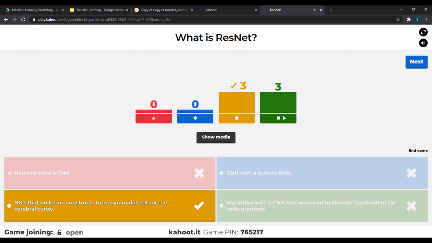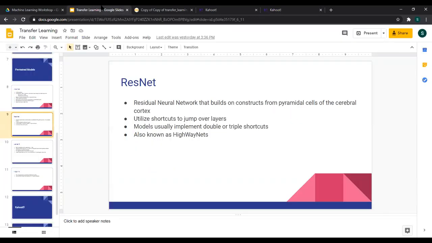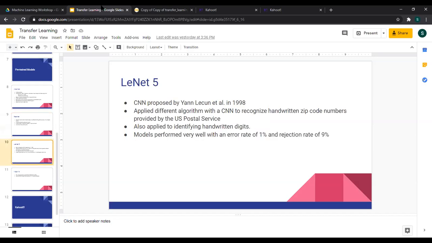Okay, yellow is correct. It's a neural network that builds on the constructs from pyramidal cells of the cerebral cortex. Three of you put an algorithm with a CNN that is used to identify handwritten zip code numbers. That's LeNet-5. ResNet is the one that builds on constructs from pyramidal cells from the cerebral cortex. And LeNet-5 was using a different algorithm with the CNN to recognize handwritten zip code numbers.